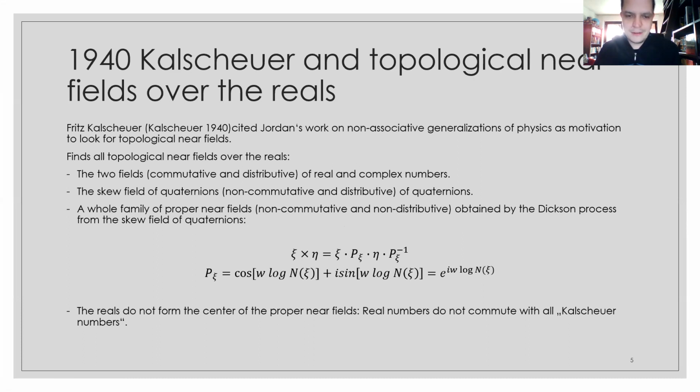And this might be of interest later because normally you consider real numbers or real functions to describe classical systems in physics. This would mean that you might have trouble defining a classical limit if you try to develop a generalization of quantum theory using the Karl Scheuer near field.